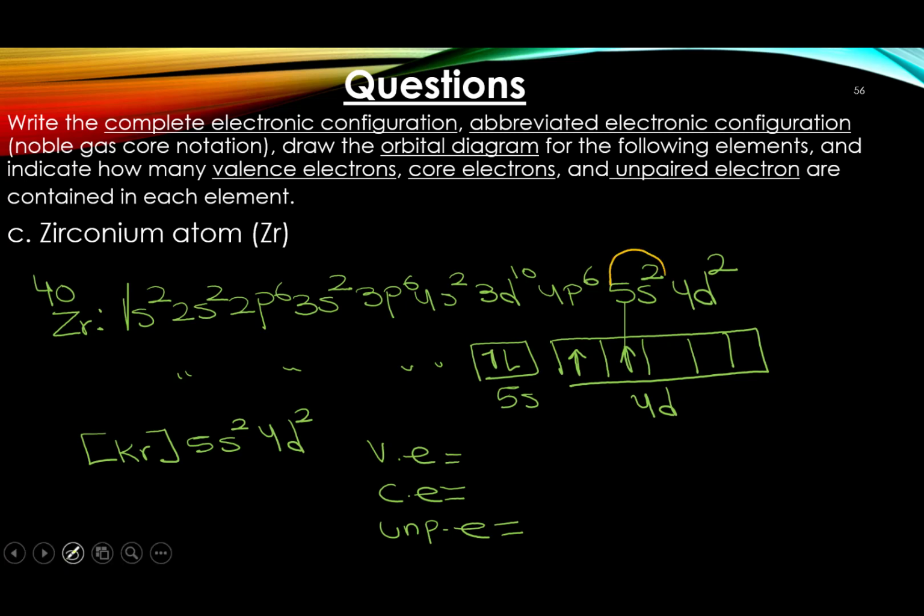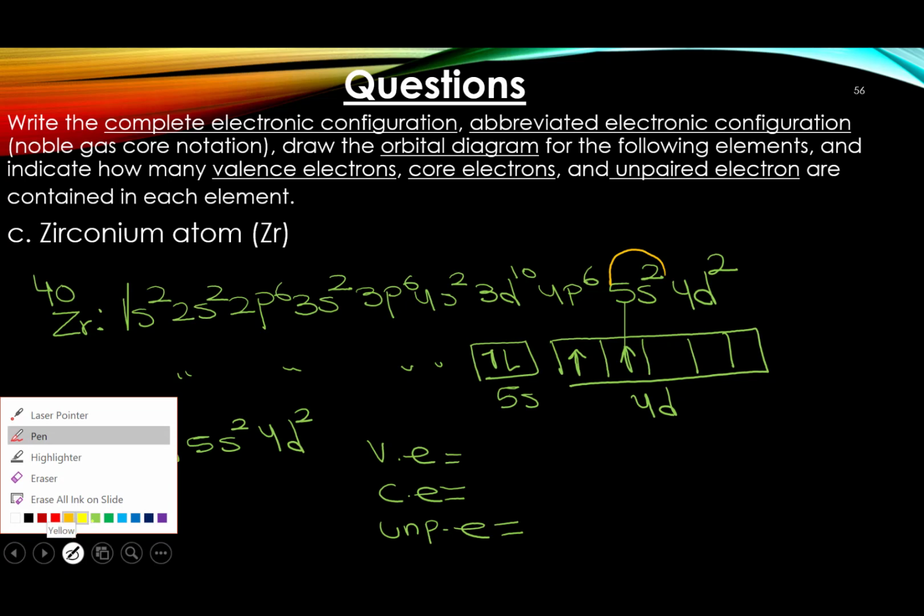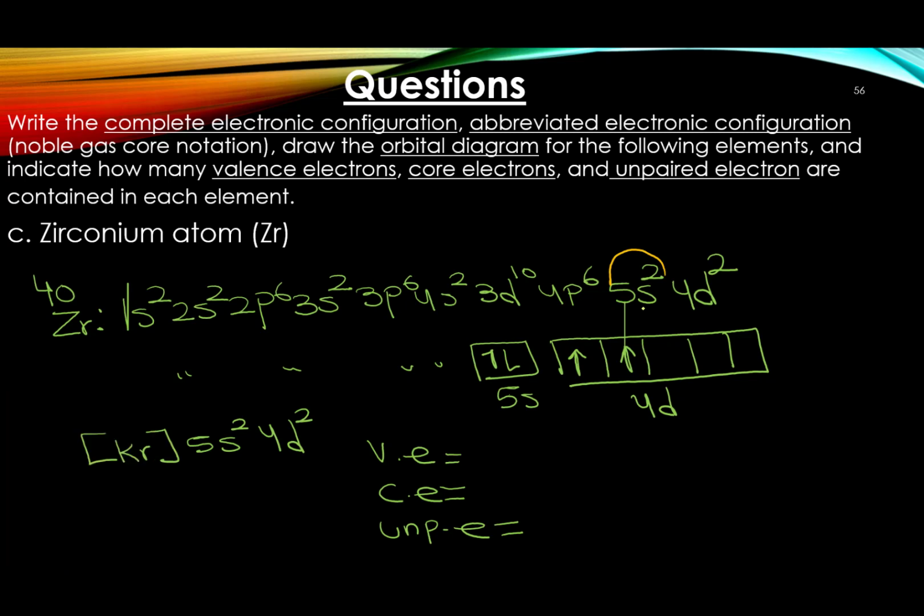How many electrons are there on that valence shell? It's 2 electrons. That's why zirconium's valence electron count is 2. How many core? 40 minus 2, which is 38.